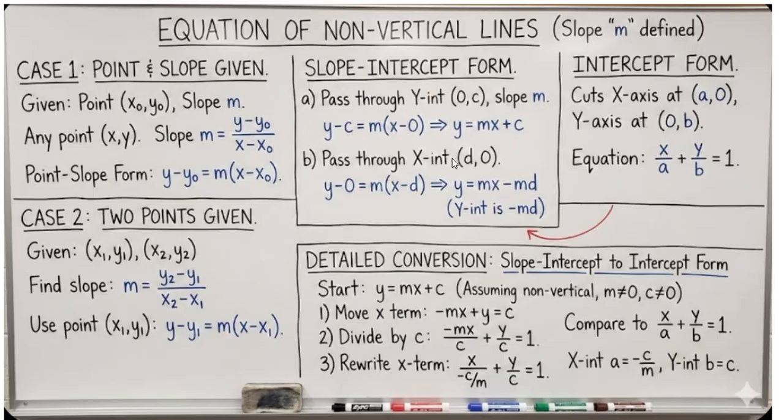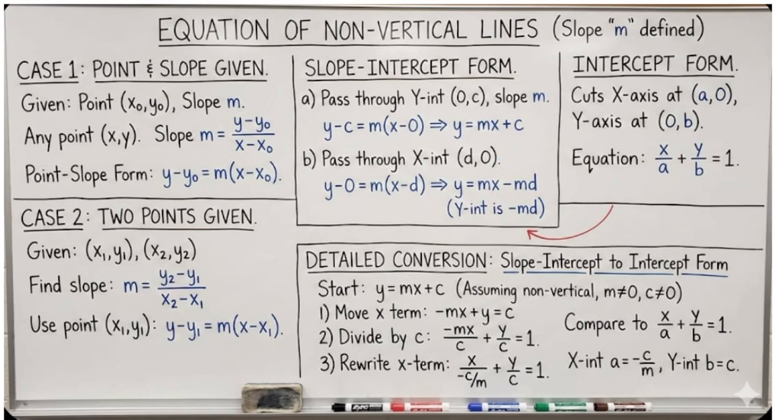If it passes through the x-intercept, the equation becomes y is equal to mx minus md, which means the y-intercept is minus md here. But the x-intercept is d here, d comma 0.